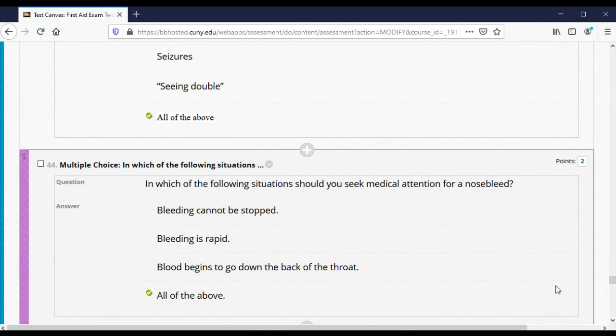In which of the following situations would you seek medical attention for a nosebleed? Bleeding that cannot be stopped. Maybe this person is on blood-thinning medications. Bleeding is rapid. Maybe they nicked an artery for some reason or another. Bleeding that begins to go back down the back of the throat. This is a person that can wind up aspirating and gagging on all this blood. So the answer is all of the above.